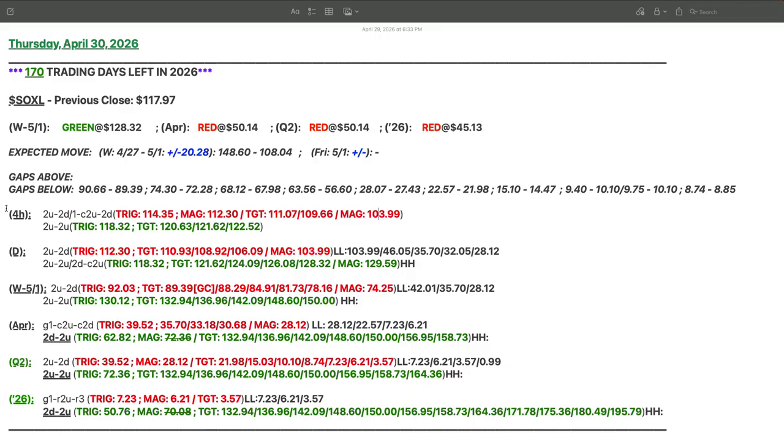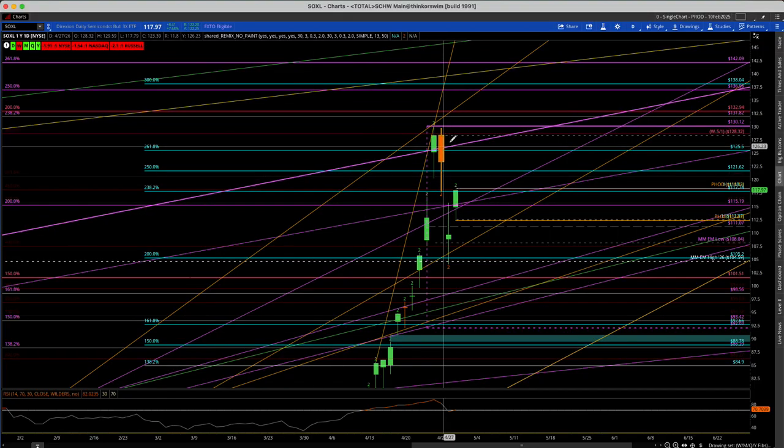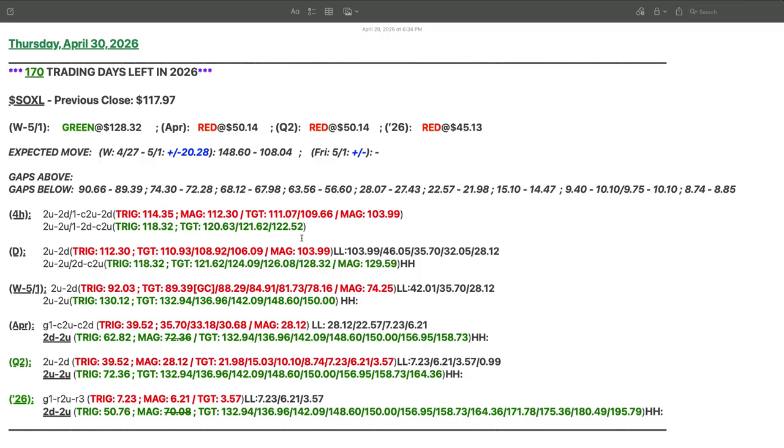Anyways, so we talked about to the downside, and then the 2 up, 2 up, it does trigger at 118.32. We've got some intermediate targets, and actually I forgot on the 4 hour as well. That puts a 1, 2 down combo 2 up, and that magnitude for that was high 129.59.